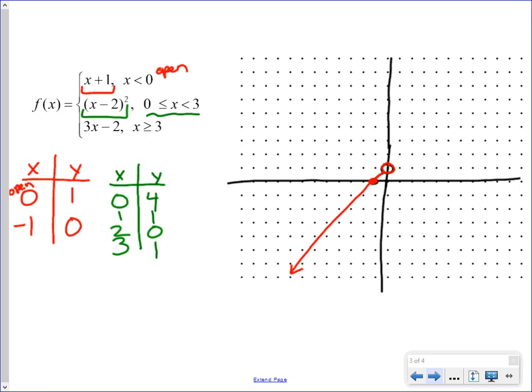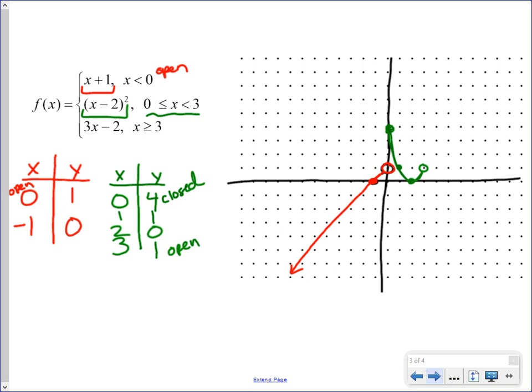Pay attention, again, to the interval. This works when x is equal to 0, so this is going to be a closed circle. And then when x is less than 3, so this should be open on the parabola or the quadratic graph. So plot those points: 0 left or right and 4 up is closed, 1, 1 is closed, 2, 0 is closed, and 3, 1 is open. And so I just have this section of quadratic.